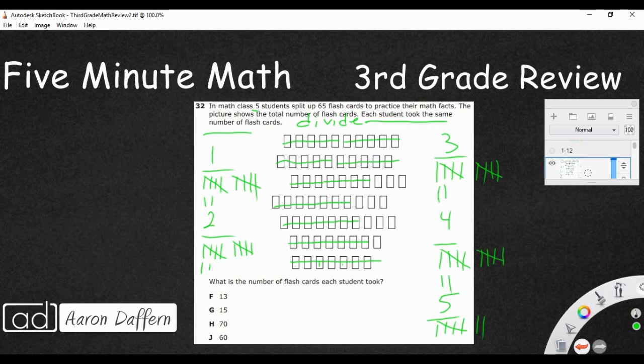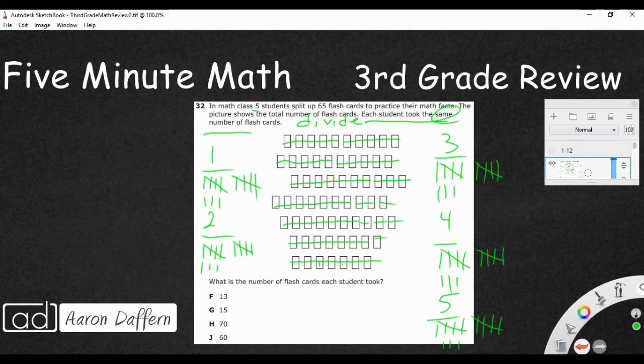I can get 5 if I go 1, 2, 3, 4, 5. 1, 2, 3, 4, 5. And look at how many I got left. I've got 5 left. So everybody gets one more. That's your first check, is that it's even. Everybody has to get the same number because it says right here, each student has the same.